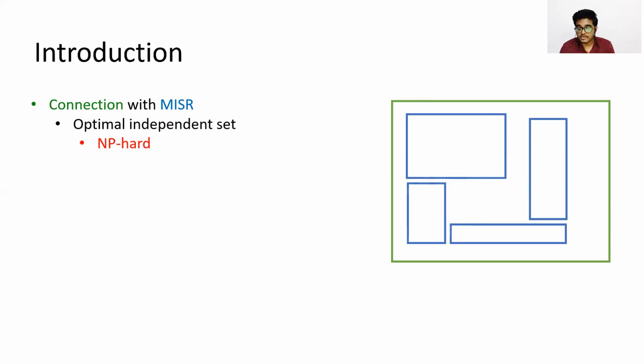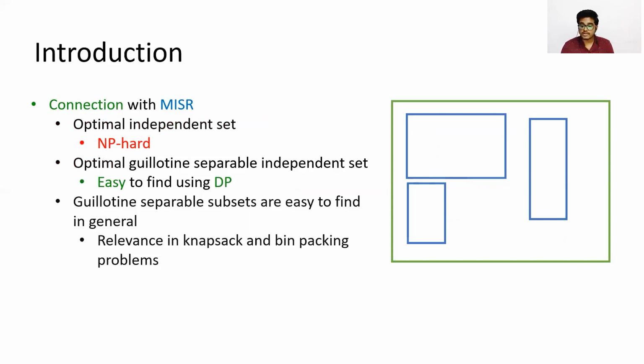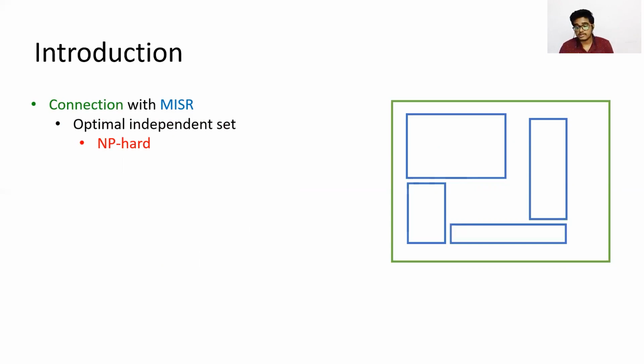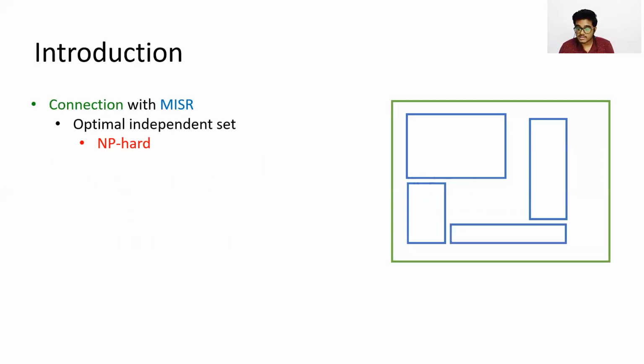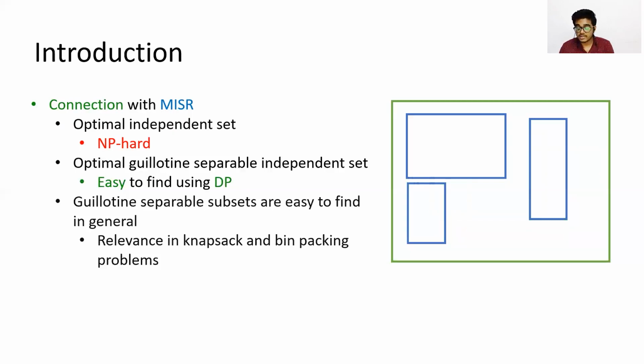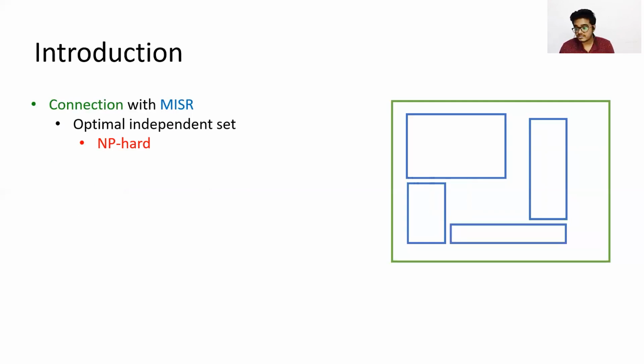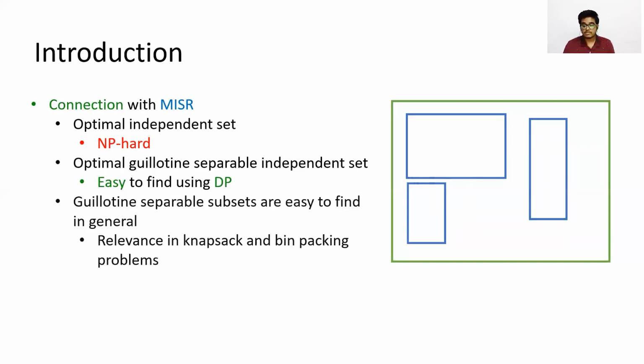So what will we do? We'll try to find something else: the optimal guillotine separable independent set. Right. You can see this set of rectangles is guillotine separable. These are not. We'll find the optimal guillotine separable independent set, and it turns out we can easily find it. So what is the connection now? We're finding this, and the conjecture says these two are closely related in terms of the number. The guillotine separable one is a constant fraction of the non-guillotine separable instance, maybe. So finding this will be a constant approximation of the optimal independent set, right?